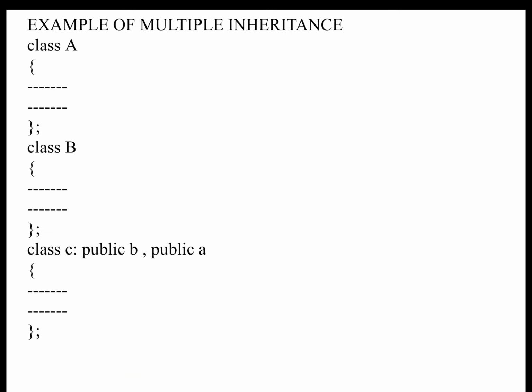Here is the skeleton of multiple inheritance. I have declared two classes, class A and class B. Now class C is a derived class, derived from class A and class B. So class C has the features of class A and B, means class C is the derived class and has two base classes, class A and class B. This is called multiple inheritance.